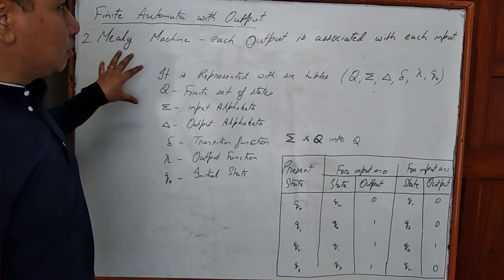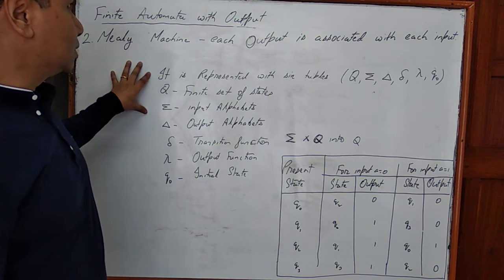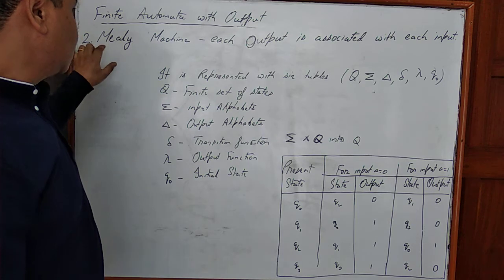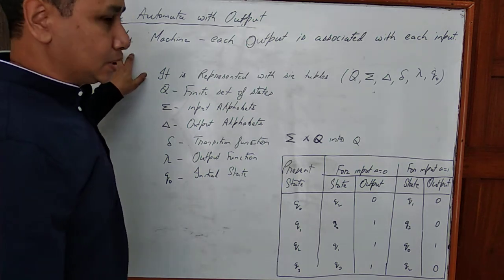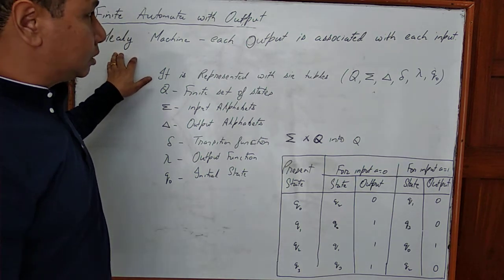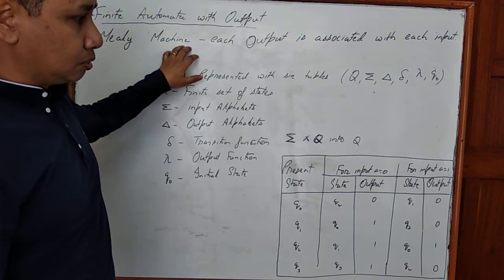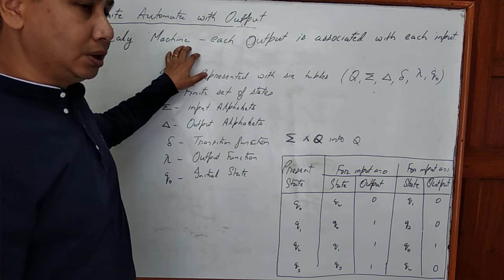So we will continue with our topic, that is the finite automata with output. This is the second part. It consists of the Mealy machine. In the first part we have done the Moore machine. In the Mealy machine, each output is associated with each input. So that means for every input there is an output.